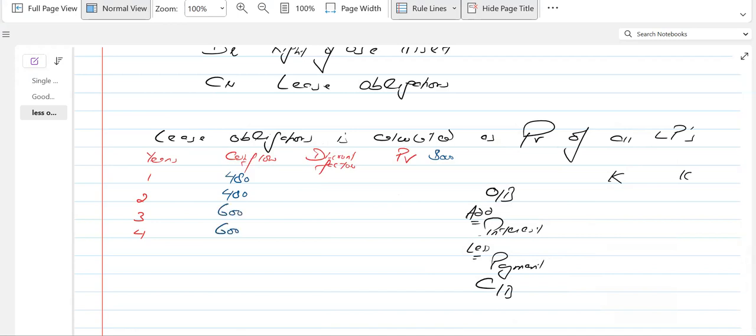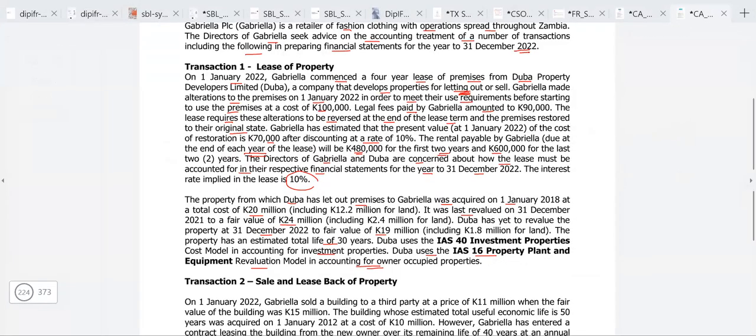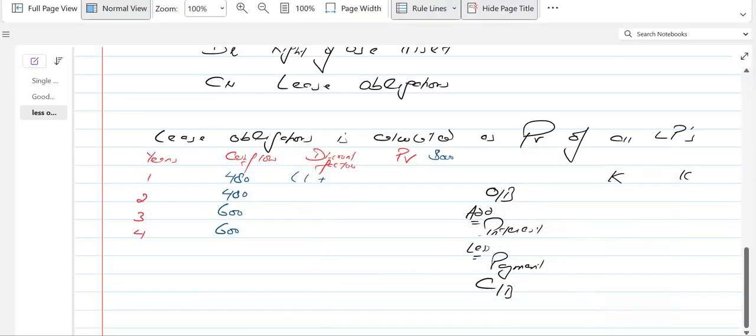Now we need to calculate the discount factor. How is it calculated? It's 1 plus R raised to power minus N. R is 10%. So 1 plus 0.1 raised to power minus 1, and in the second year, 1 plus 0.1 raised to power minus 2, then 1 plus 0.1 raised to power minus 3, and 1 plus 0.1 raised to power minus 4.